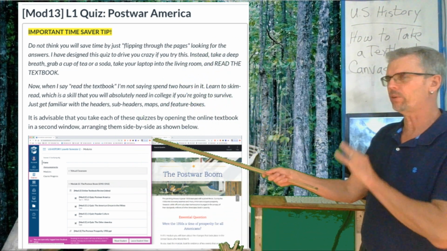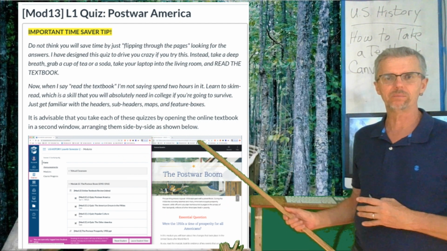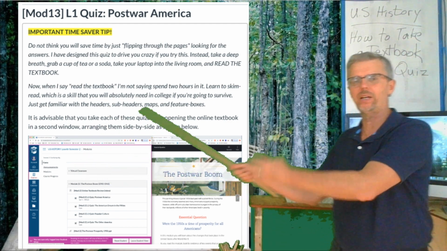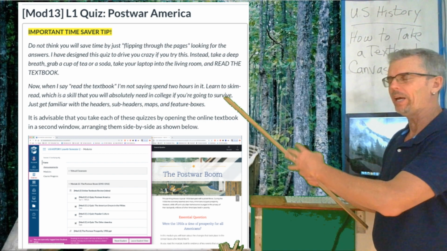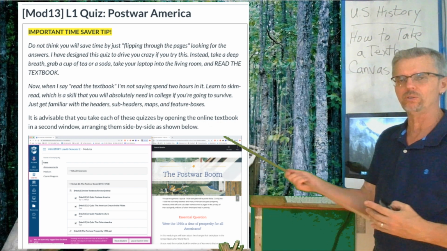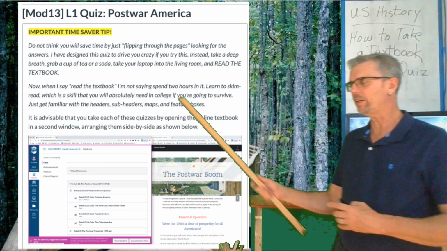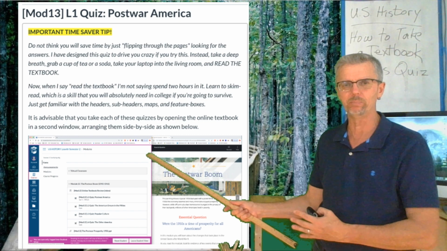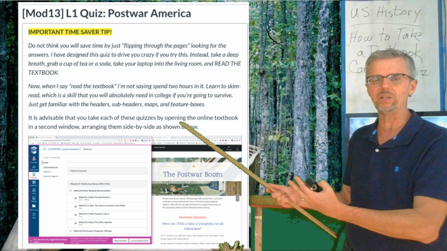The other time-saving tip is to make sure you have side-by-side windows open, so that you're taking the quiz on the left-hand side, and have your textbook open on the other side so that you can leaf through your textbook. The way you do that is just resize the windows. When you right-click on opening your textbook, that's in the best practices for how to use the online textbook.